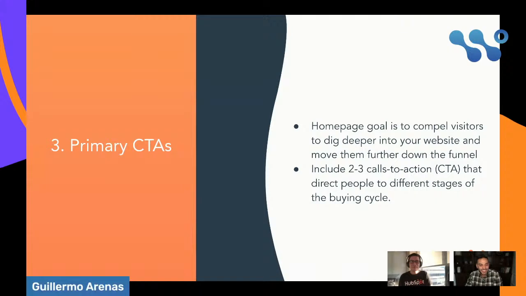The third one is primary CTAs. Let's keep in mind that the homepage goal is to compel visitors to dig deeper into your website and move them further down the funnel. So you should include 2 to 3 calls to action that direct people to different stages of the buying cycle. If you include these calls to action above the fold, it's most likely that people are going to click on them and start their conversion path.